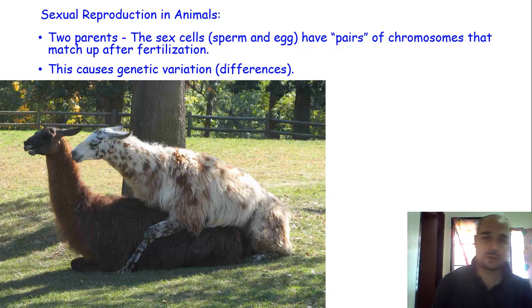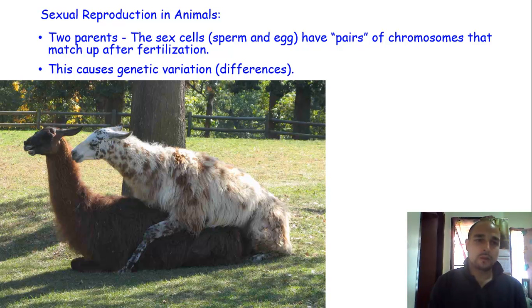So sexual reproduction in animals. There's a picture right there. Anybody know what these animals are? I'm pausing for you to take a guess. They are llamas. You know what country they're from? How about what continent? Probably better. North America. Famous people called the Incas domesticated them in Central and South America for milk, for fur, for meat.